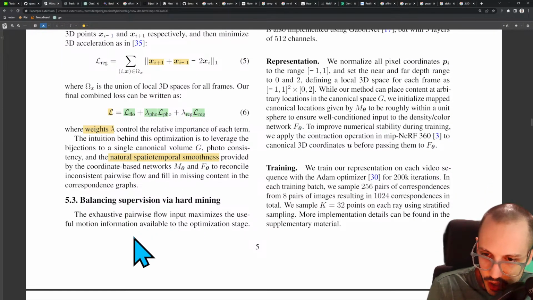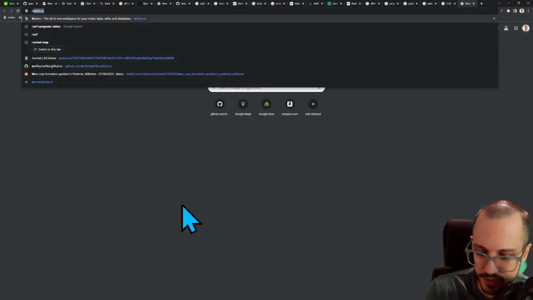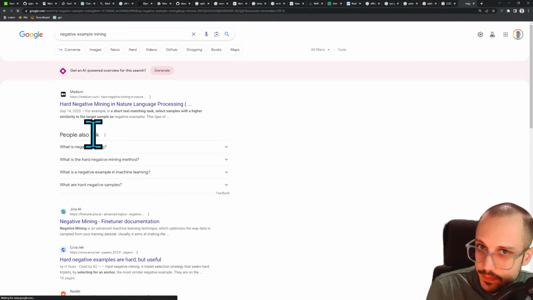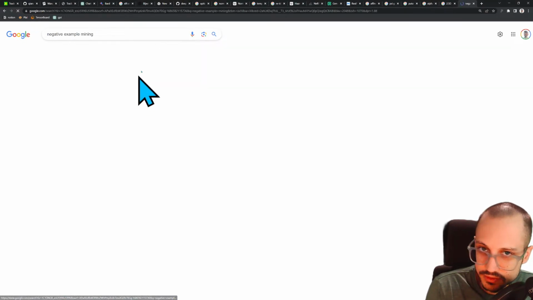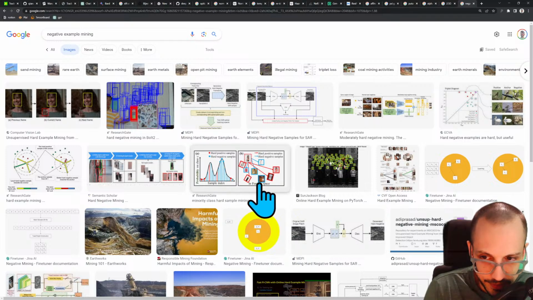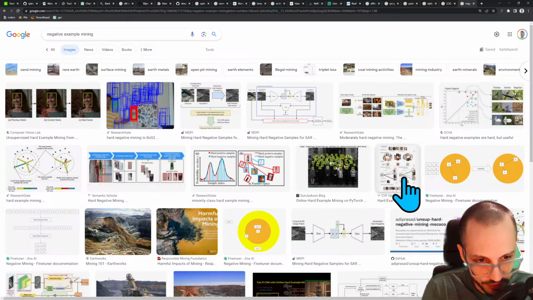Balancing supervision via hard mining. So what is mining? Mining is not mining of cryptocurrency here. Mining generally refers to, or at least what they're going to be talking about here, is mining examples. So one thing that you might have heard is negative example mining, hard negative mining. So this is picking points in a distribution of data for a specific purpose.